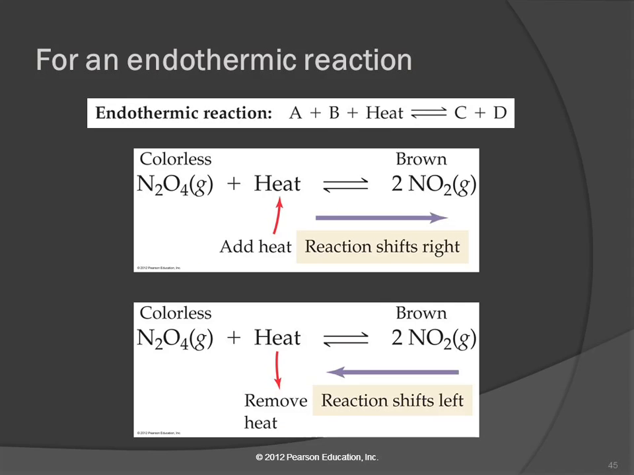An endothermic reaction. Here, heat is one of the reactants. N2O4 plus heat in equilibrium with NO2. If we increase the temperature, we add heat, the reaction shifts away from that. If we reduce the temperature by removing heat, the reaction shifts this way to produce more, trying to replace what was taken away. This is an interesting reaction because N2O4 gas is colorless and NO2 gas is brown in color. And so we actually can see this happening.